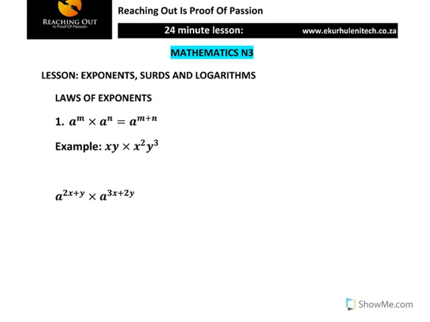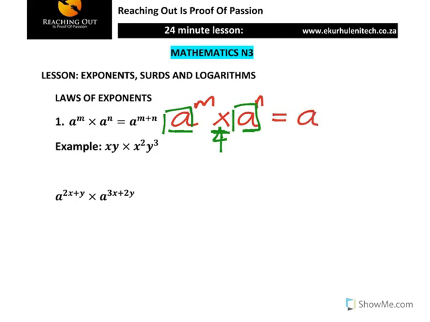Now let's look at the first law. It says a to the power m times a to the power n. Let me use the red one: a to the exponent of m times a to the exponent of n is equal to. What must you notice? Number 1, there must be a multiplication sign. Number 2, the bases must be the same. So if the bases are the same and there is a multiplication sign, then the law is applicable. What must you do? You write the base and then you add the two exponents.